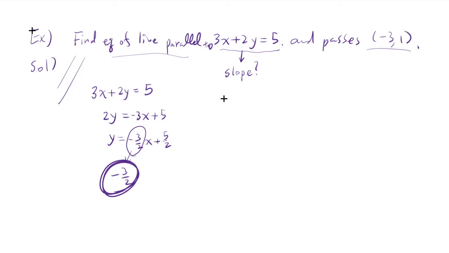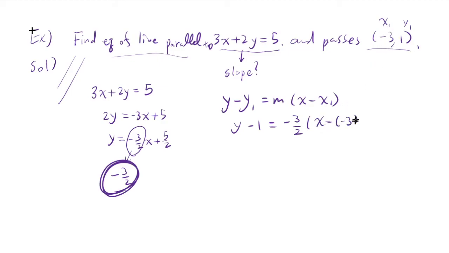So now the next step is to use the point-slope formula. This is a very useful formula. You should memorize it. So we have this as my x1, and this is my y1, so y1 is 1. The slope, we figured out, has to be negative 3 over 2 in order to be parallel. And the x minus, here's negative 3. And that gives us y minus 1 equals negative 3 over 2, times x plus 3.